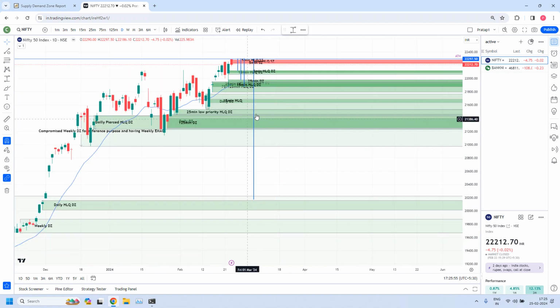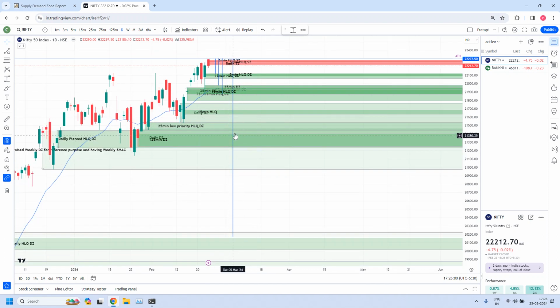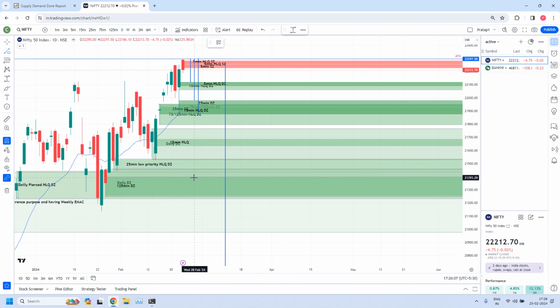If not, at least the weekly overextension will be completed, that is up to this area. That means we have two possibilities. This is one possibility, and another possibility is we have a daily demand zone here. Inside also we have a 125 minutes demand zone. So probably this could be the area. And if this is the case, weekly overextension will be completed. After that again prices will be moving up. That possibility is there. Worst case scenario, this is the case.